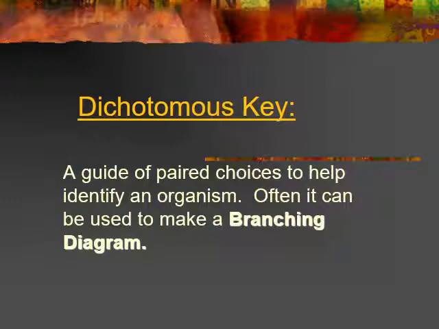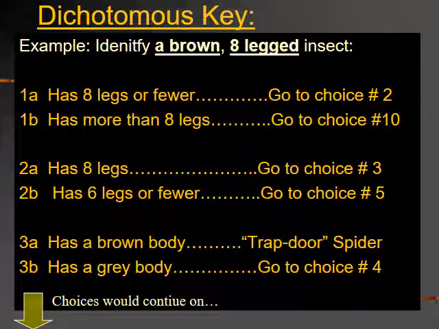So a dichotomous key is a guide of paired choices, and let me underline that. Paired choices to help identify an organism. Often it can be used to make a branching diagram, and often you can use a branching diagram to make a dichotomous key. So we're going to see how these two things connect. Now here's an example of a dichotomous key, and it's a small example.